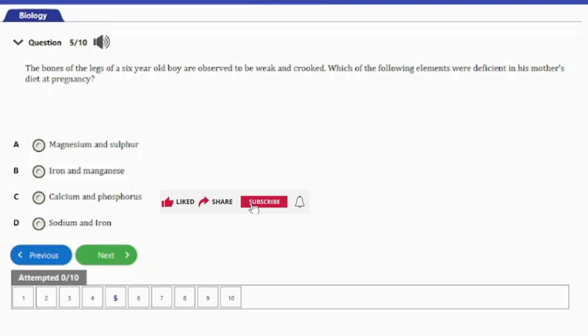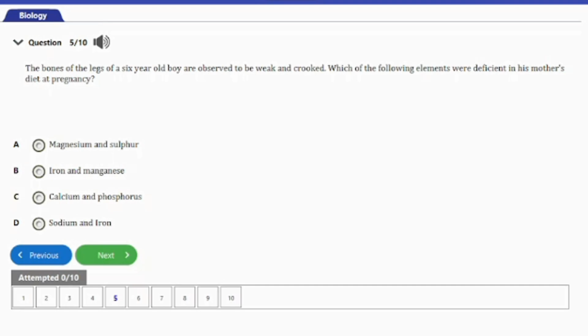Which of the following elements were deficits in his mother's diet at pregnancy? A. Magnesium and sulfur. B. Iron and manganese. C. Calcium and phosphorus. D. Sodium and iron. So guys, the answer to this question is option C, and that's calcium and phosphorus.